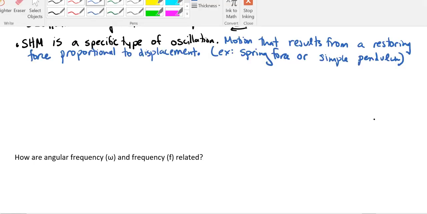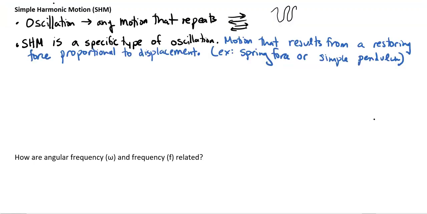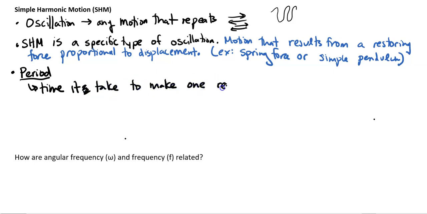Okay, so a couple things we're going to chat about. Make sure you have that written down. A couple things we're going to chat about for simple harmonic motion is period. So I want you to go ahead and take a guess what this definition is, write it down, and then check back into the video. The period is just the time it takes to make one revolution. Or you could say one trip around or one cycle of motion, whatever it is.